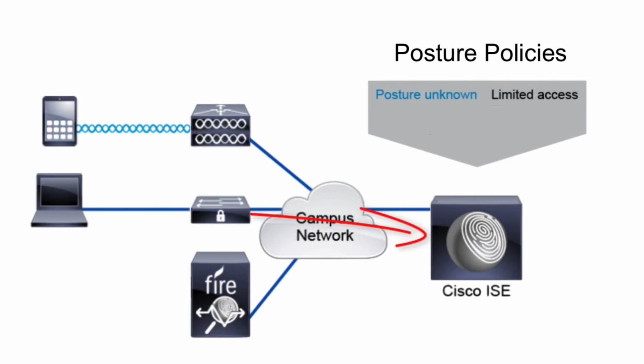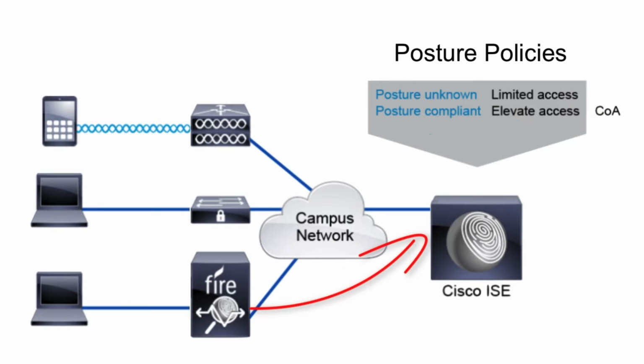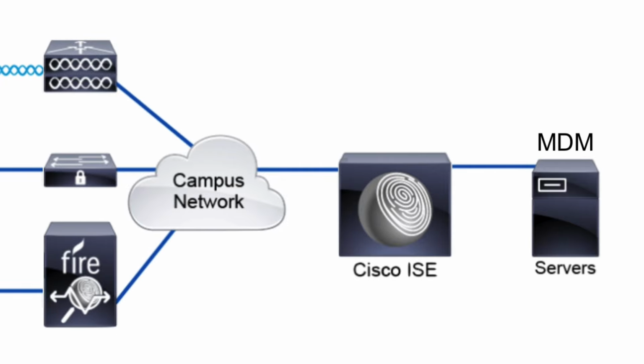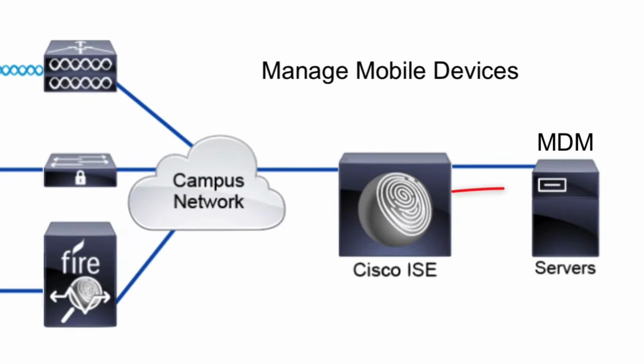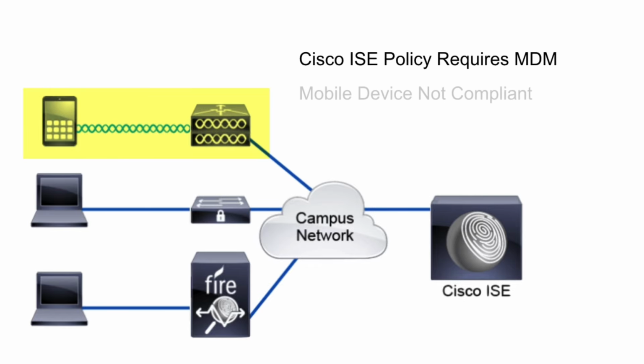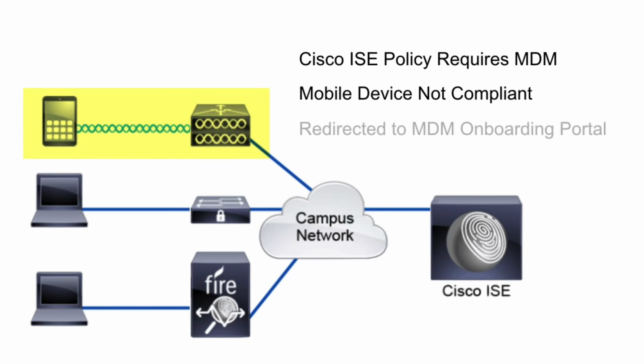If a device meets the requirements of the organization, further access can be granted with change of authorization or COA messaging. If devices are non-compliant, they can be forced to remediate the issues before access is granted. Posture compliance can also be integrated with mobile device management or MDM servers to manage mobile devices. When integrated, Cisco ISE can retrieve the policies from the MDM server and then enforce those policies when users register their devices. If the Cisco ISE device policy requires MDM and the mobile device is not compliant, then the user is just redirected to the MDM onboarding portal.